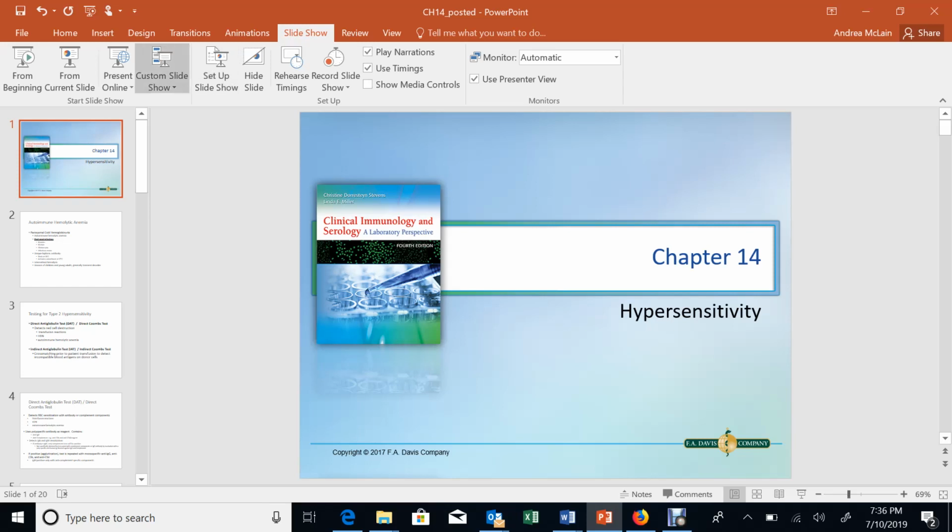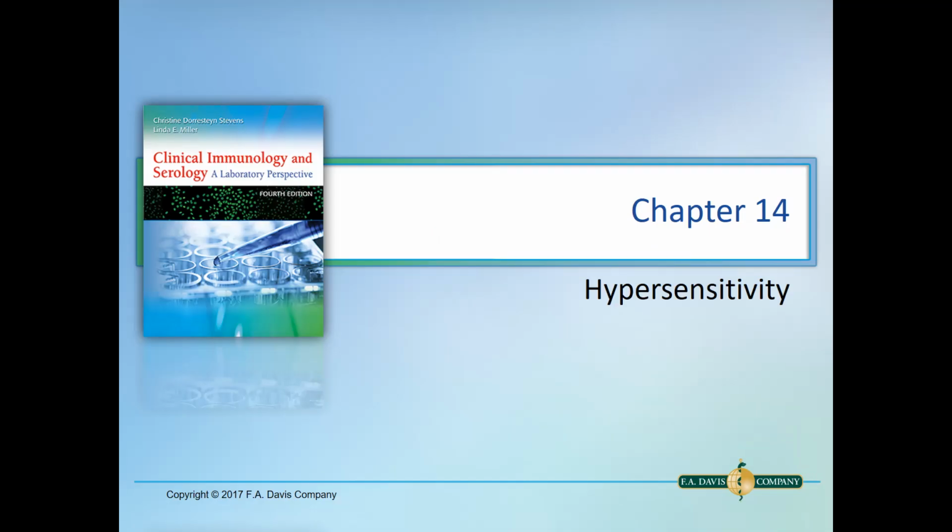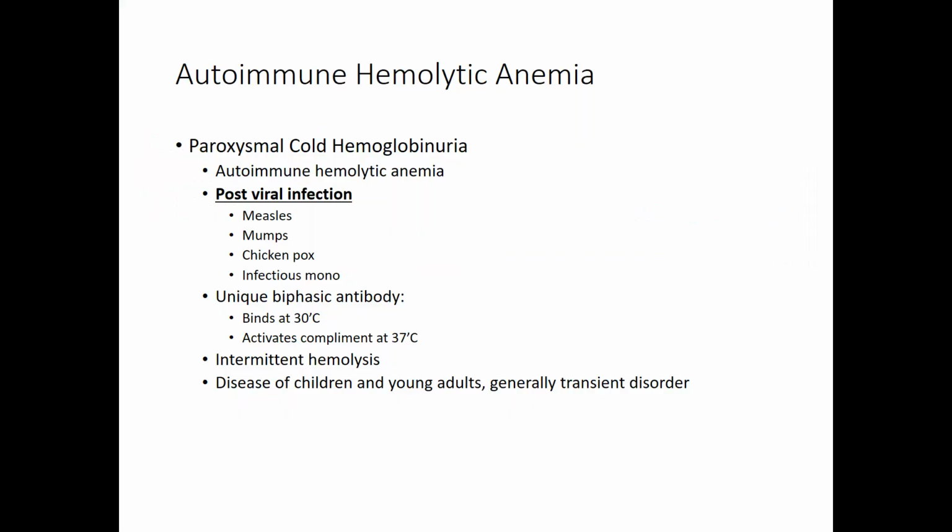Hi there. Let's look at part 2 of hypersensitivity reactions from chapter 14 of your textbook. We left off looking at cold and warm hemolytic anemias. And so we're going to look just at one example of a specific cold hemolytic anemia, and that's called paroxysmal cold hemoglobinuria.